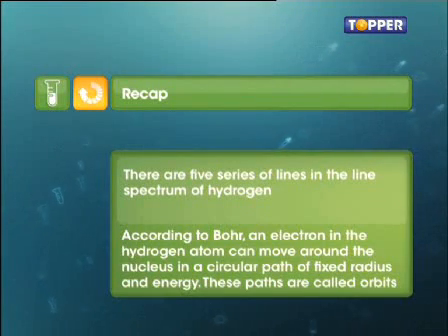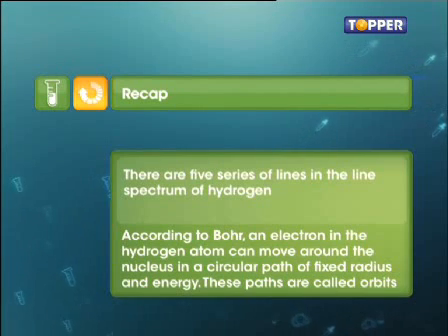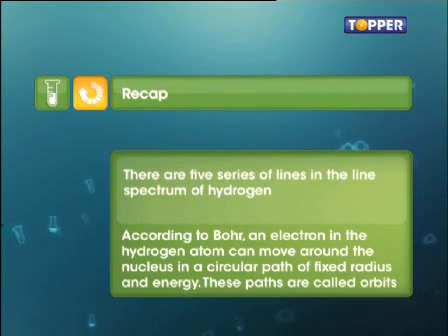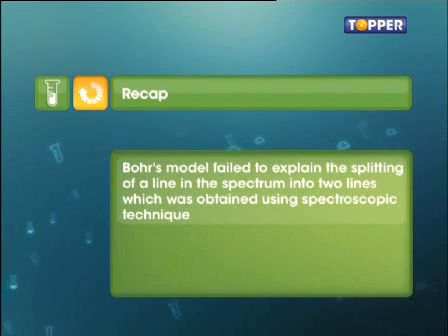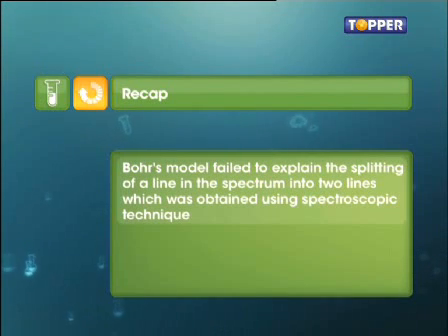According to Bohr, an electron in the hydrogen atom can move around the nucleus in a circular path of fixed radius and energy. These paths are called orbits. One of the limitations of Bohr's model was it failed to explain the splitting of a line in the spectrum into 2 lines, which was obtained using spectroscopic technique.